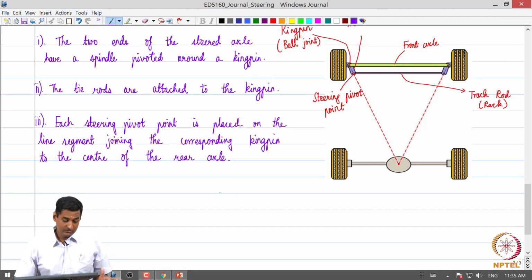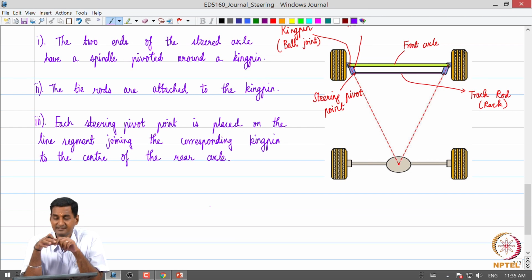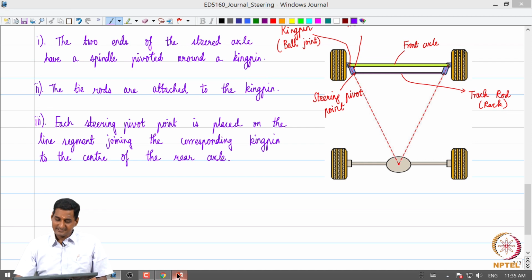So now what happens when we displace these links in this Ackermann steering mechanism? That is what we are going to look at, and then we will see how they are displaced. We are going from the ground up, then we will go till the steering wheel, as we slowly look at the entire steering system.